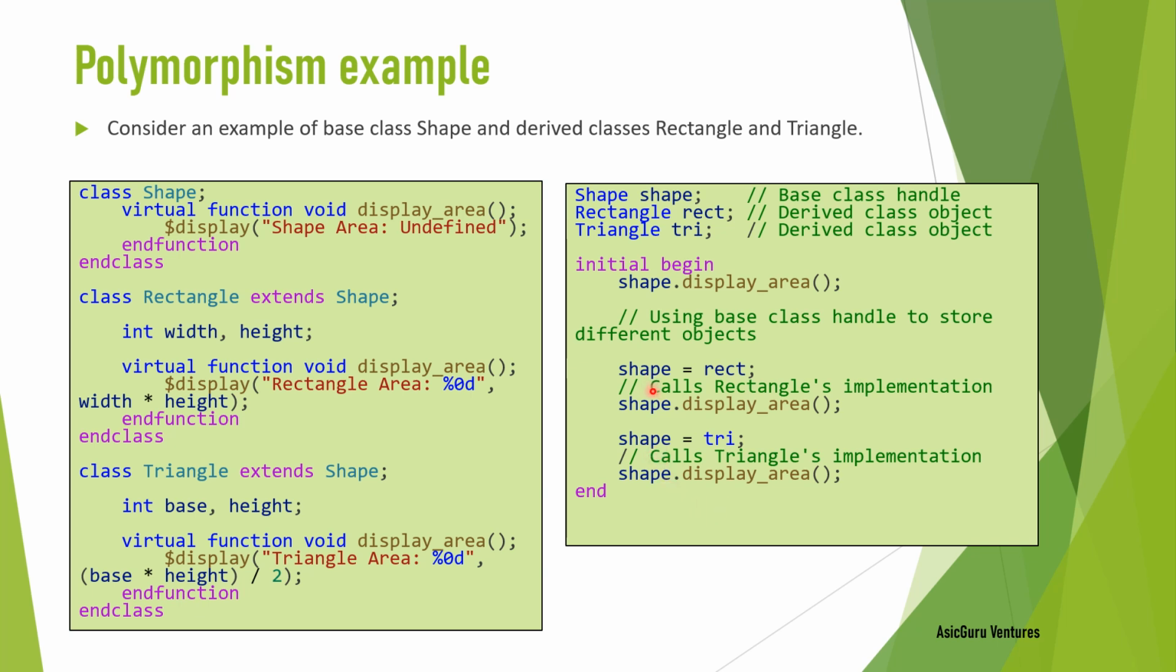So here the base class handle is pointing to the rectangular object. So it would call the rectangular version. And here the base class handle is pointing to the triangle object. So here the triangle version of display area would be invoked. And this is what polymorphism is in SystemVerilog.